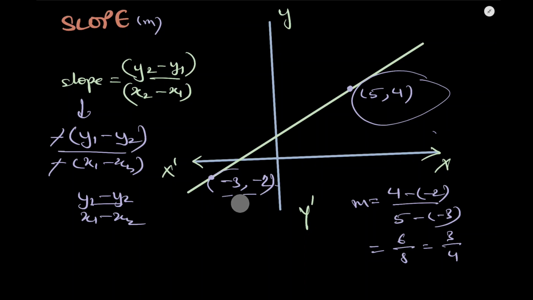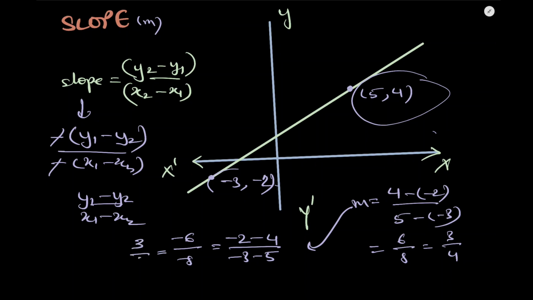Now if you do it the other way around, if you subtract 5 and 4 from minus 3 and minus 2, you will get minus 2 minus 4 upon minus 3 minus 5, which is equal to minus 6 upon minus 8, which is the same as 3 upon 4, because the minus minus will get cancelled.